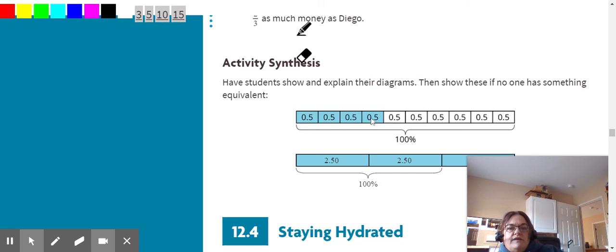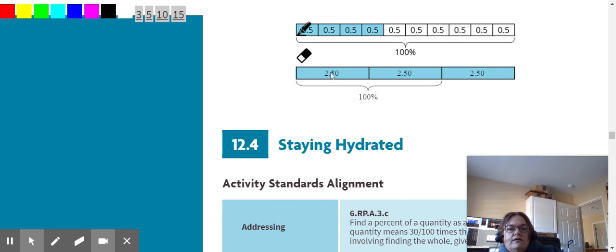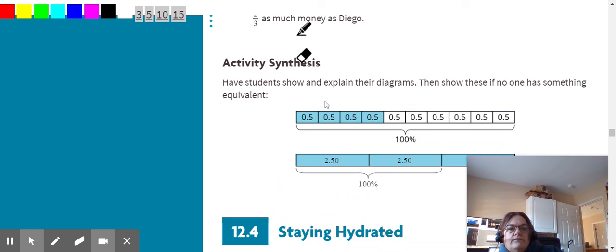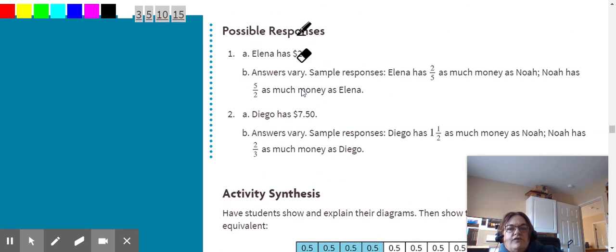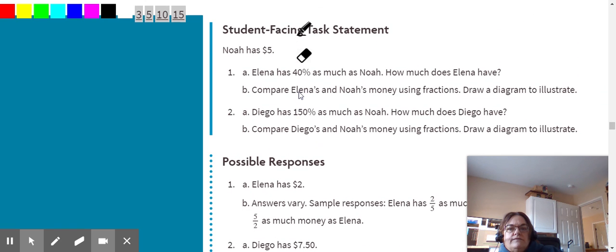So this is a different way to do it. This is 50 cents, 0.5. So they made $5 using 50 cents, or they can do it this way. I did it this way. So that was for Elena's $2.